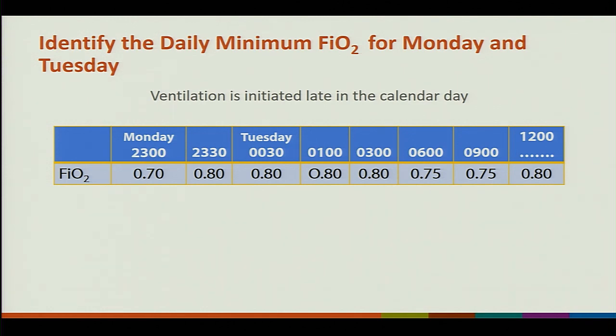Okay, how about when ventilation is initiated late in the calendar day? Remembering that if you don't have a value that's maintained for at least an hour, you just simply choose the lowest value. So for this one, we want to know what is the daily minimum FiO2 for Monday and Tuesday.